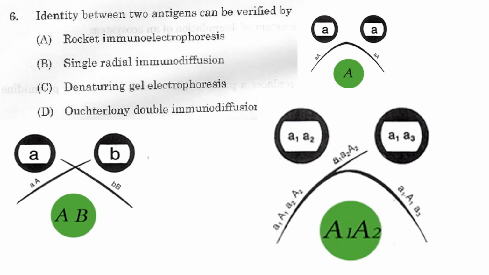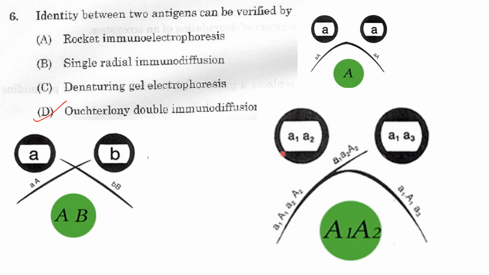Then identity between two antigens can be verified by the Ouchterlony double immunodiffusion. That is how you can identify two antigens. I will explain. If the antigens present in both the wells of the Ouchterlony plate are the same, this is the plate, these are the antigens, small a, this is capital A, which is the antibody, then you will get a curve of pattern of identity. The curve will be like this.